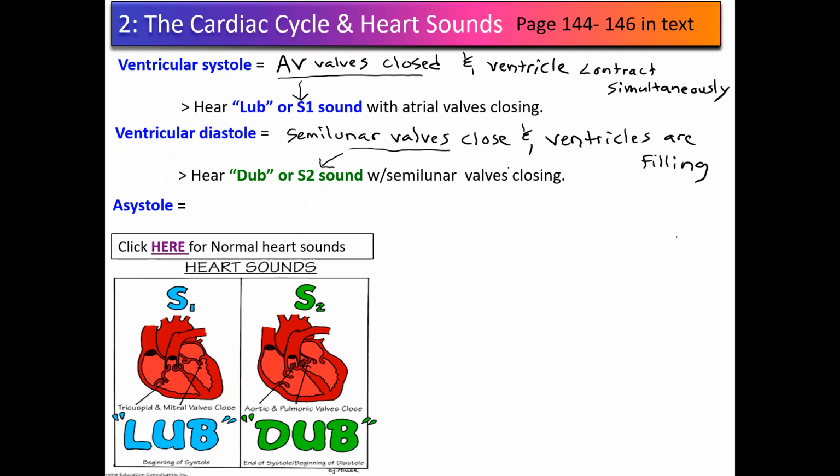All right, if the right AV valve or tricuspid valve is the one that's not closing at the right time, then when the right ventricle contracts, less blood is getting to the pulmonary trunk, less blood is being delivered to the lungs to pick up oxygen and get rid of CO2. And so these are the problems.